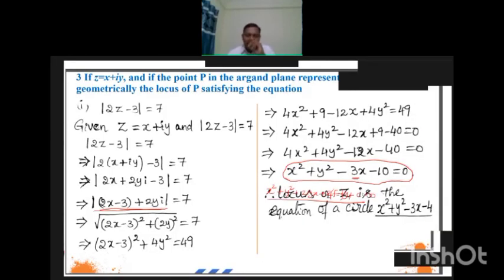Okay, so here this is one of the important questions. Locus of z. Find the locus of z, where z is equal to x plus iy, satisfying the given condition.